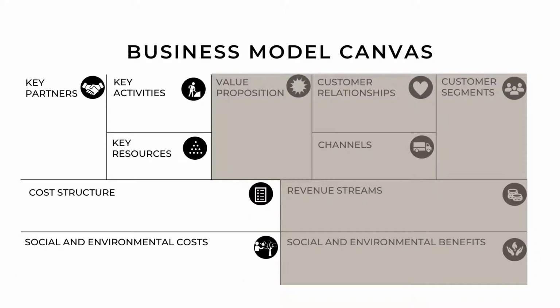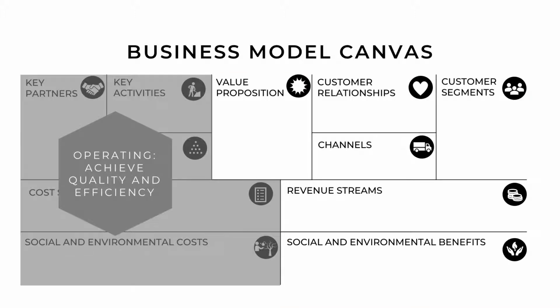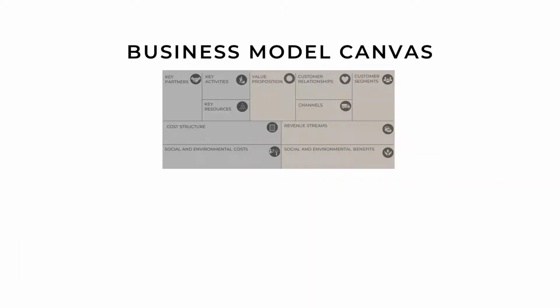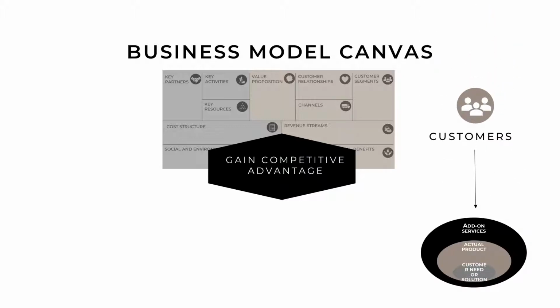The right-hand side of the canvas describes how you position your business in the market, and it describes the added value you create. The left-hand side of the canvas describes how you operate your business and achieve quality and efficiency in your operations. Whether your goal is to maximize profits, to break even or recover or save costs, or simply do good for people and planet, you need to gain competitive advantage. So perform better than existing solutions or products to attain and defend market share. You're a new business penetrating the market with a novel product. So to get customers to switch to your product, you need to offer them more added value than the competition.